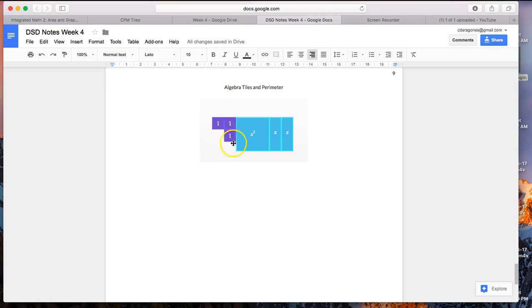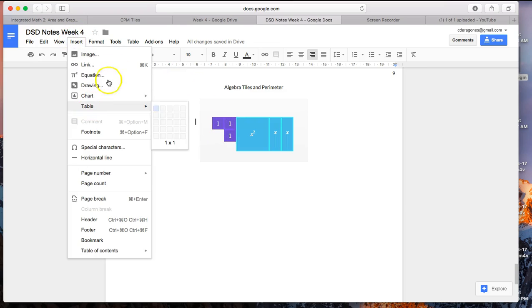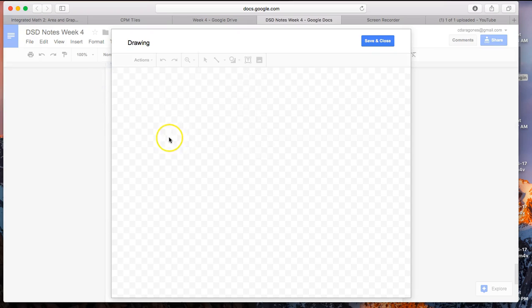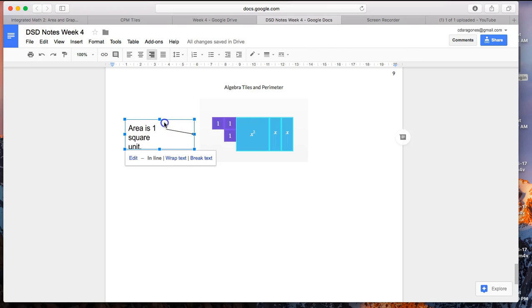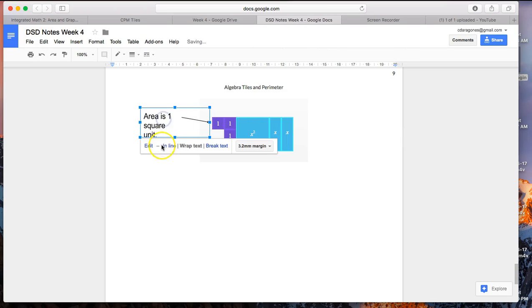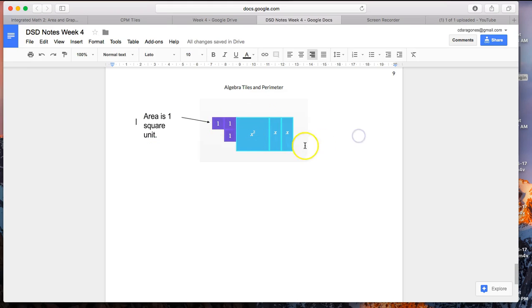So here you notice, look, okay, well, this is 1 square. That's the area of this, it's just 1 square unit. So I'm going to go ahead and write that. It's just 1 square unit right here. Okay? And then the area of this is x squared square units, right?